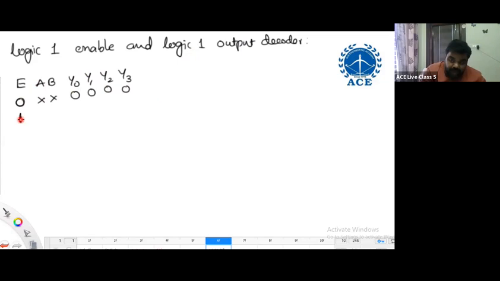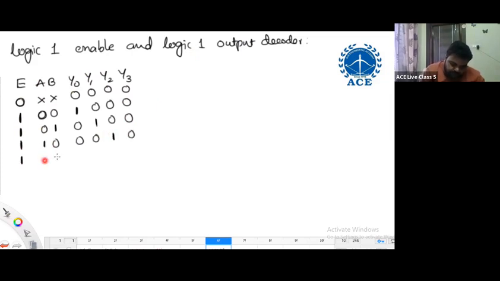When E equals 1, enabled, depending on AB: AB 0, 0, Y0 is 1, remaining are zeros. If AB is 0, 1, Y1 is 1, remaining are zeros. If AB is 1, 0, Y2 is 1, remaining are zeros. If AB is 1, 1, Y3 is 1, remaining are zeros. If E equals 0, irrespective of AB, all the outputs are zeros. If E equals 1, depending on AB, the respective output line is 1, remaining are zeros. That's what we can say: logic 1 enable, logic 1 output decoder.